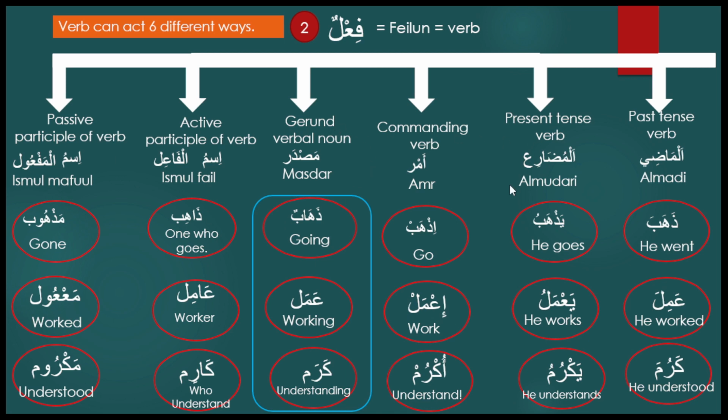Among these 6 different forms of verb, the Masdar is a little bit complicated to memorize because each verb has its own pattern. I mean, in a single pattern, very few verbs can be incorporated. But in past tense verb, present tense verb, command, active participle and passive participle, one formula can be used for most of the verbs.